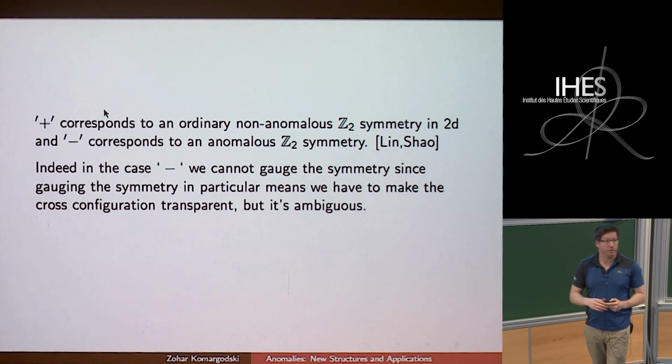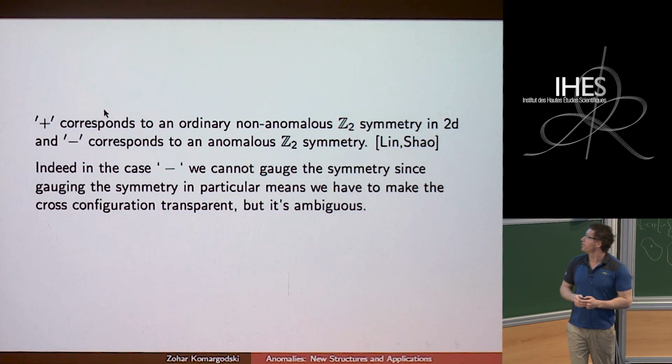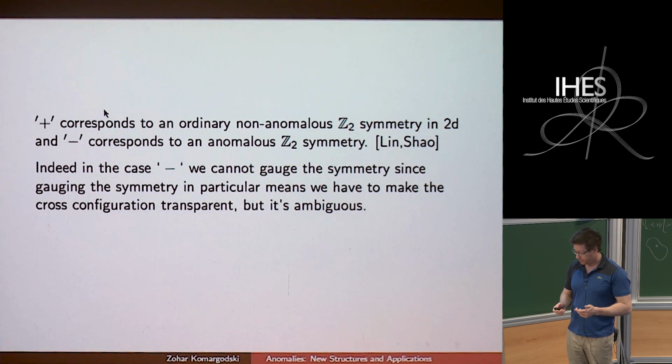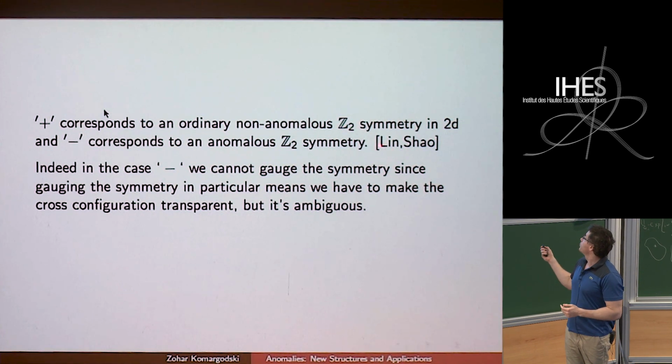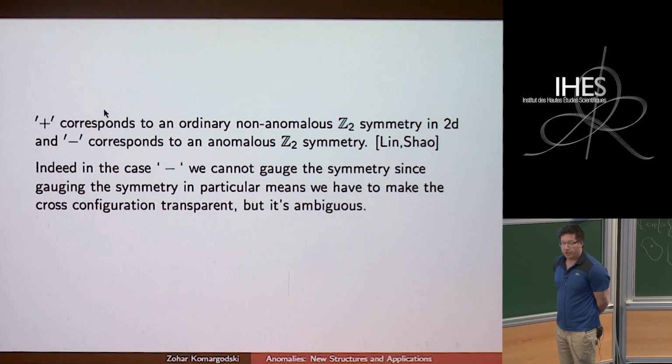So as I said, the plus corresponds to the situation that the Z2 symmetry has no anomaly, and the minus corresponds to the situation where there is an anomaly. This was recently also explained in a very nice paper by Lin and Shao. So how do you see that the minus case corresponds to an anomaly?